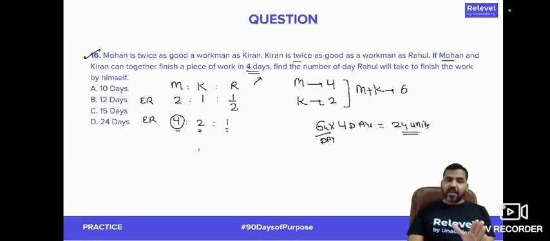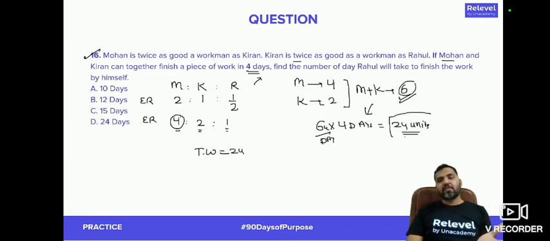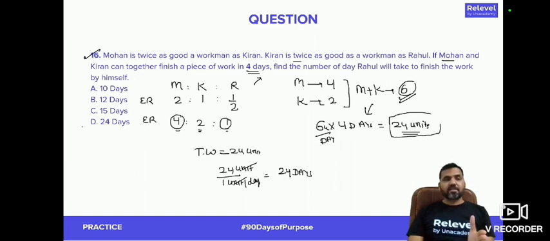Now, can I say that my total work here is 24 units because they are finishing the whole work in 4 days at a speed of 6 units per day? That means my total work is 24. And this total work of 24 is supposed to be done by Rahul alone at a speed of 1 unit per day. 1 unit per day is the speed of Rahul. So Rahul alone will do the work in 24 days, guys. So answer would be D option. Okay? Answer to the question would be D option.